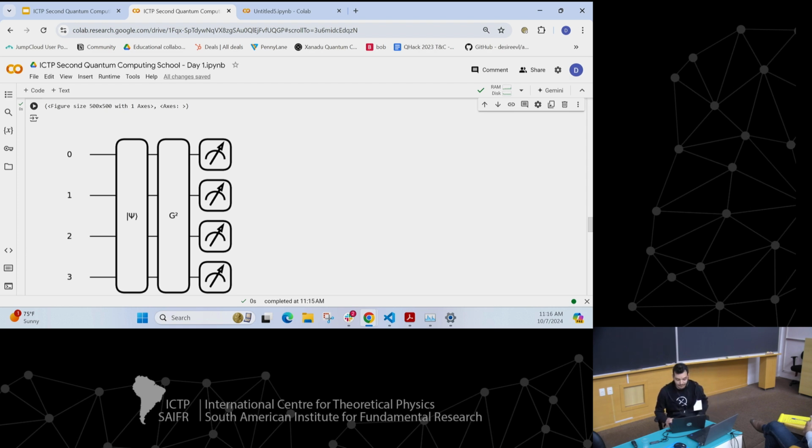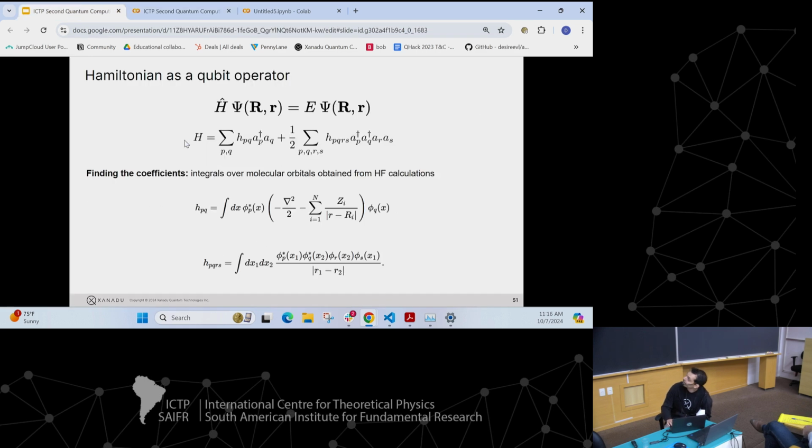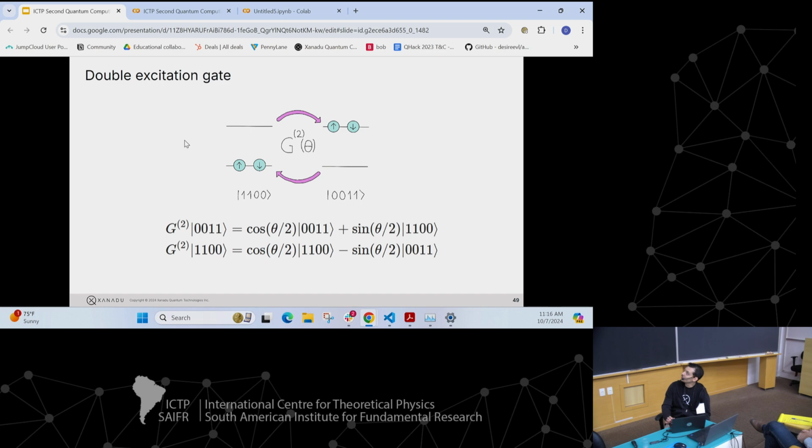If you go back here, we're only using a double excitation gate because, going from the 1100 state, we only need the 0011 state. If you look at the other one, the single excitation where you exchange only one electron, you can think of it as those contributions cancel out. They represent opposing terms. So that's the symmetry we're taking advantage of.